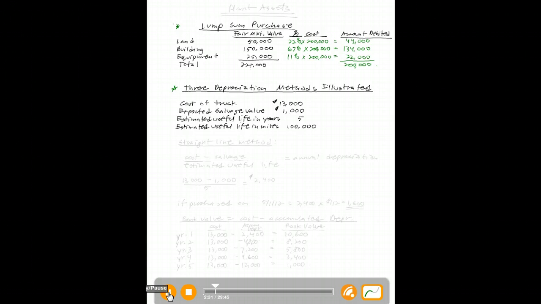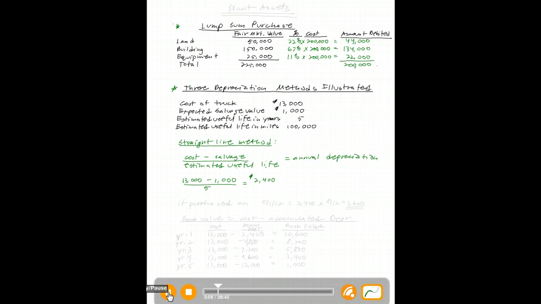The first method that we will illustrate is the straight line method. The straight line method formula is cost minus salvage divided by the estimated useful life in years equals annual depreciation. So our cost is $13,000 minus $1,000, divided by 5, gives us an annual depreciation expense of $2,400. And that will be our depreciation for each year.